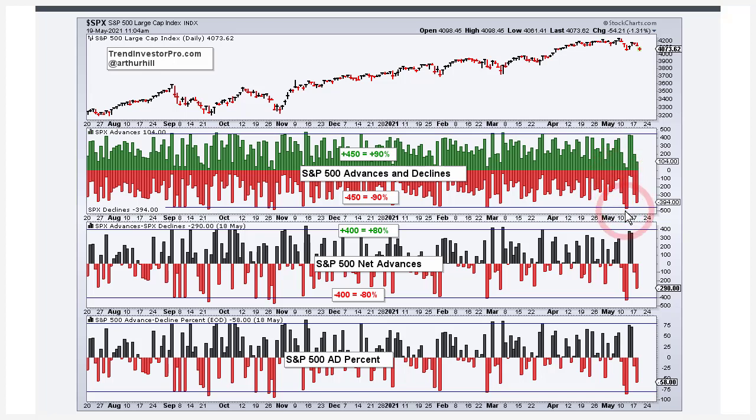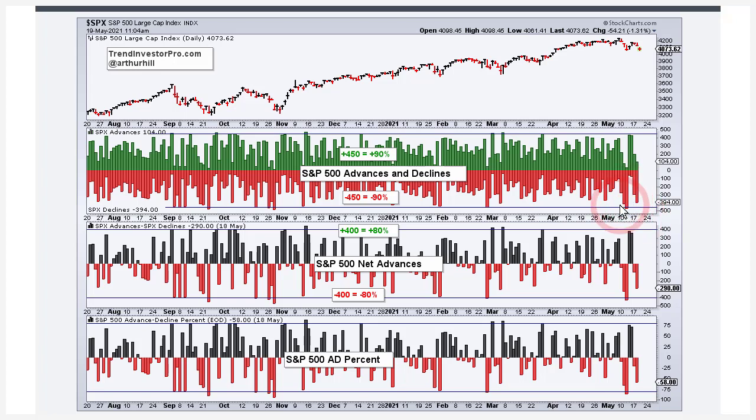And you can see on May 12th, we had more than 400 stocks declining, actually more than 450 declining. So that means more than 90% of stocks in the S&P 500 were down. Now the S&P 500 is the single most important market barometer out there. There are lots of other ones, but if you had to pick one, it's got to be the S&P 500.